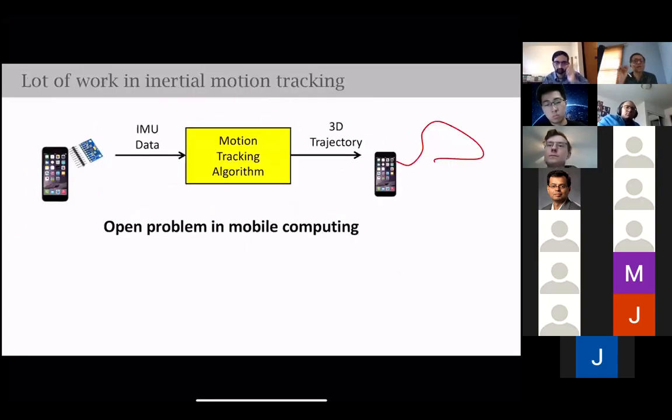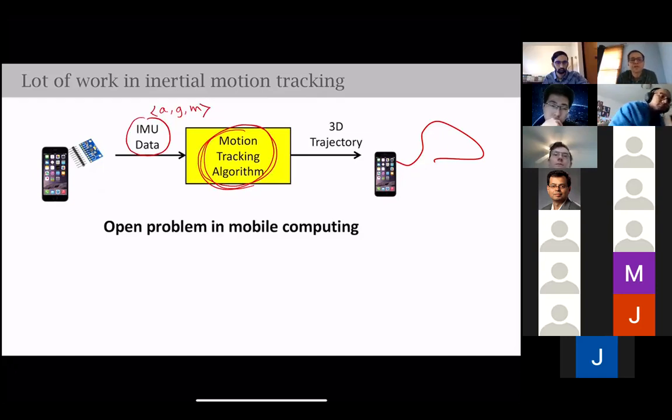Okay. So the core algorithmic problem that you and I are interested in, and many, many industries are interested in, is the following. You want to develop a motion tracking algorithm. This is your goal, whose input is the IMU data from accelerometer, gyroscope, and magnetometer. And your output should be the 3D trajectory of that sensor.